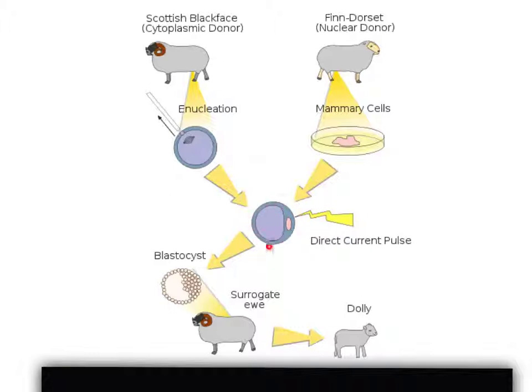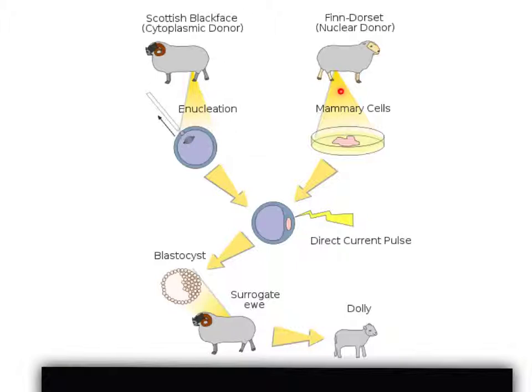I've then given it a direct current pulse, which stimulates it to divide into an embryo. This is a part of embryonic development, and that embryo can then be implanted into a surrogate ewe, and then however many months later a sheep was produced. This was Dolly, and the idea is Dolly is a clone of this Finn Dorset type sheep here. It's got the same features as this type of sheep here. So that's nuclear transfer.